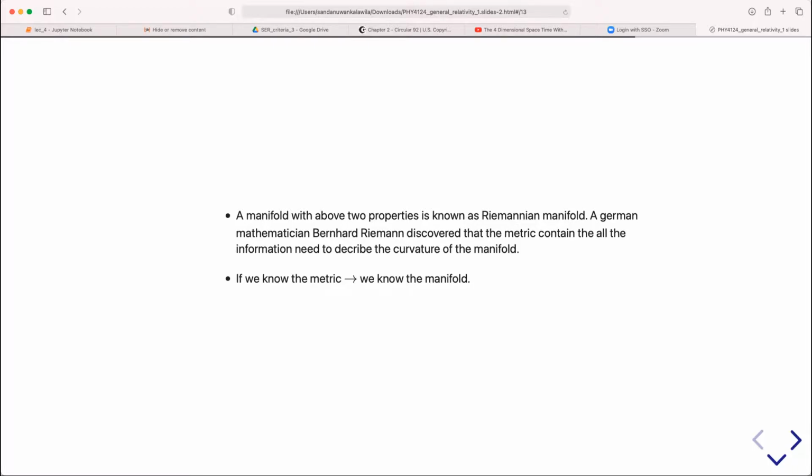If you need to describe the curvature of a manifold, which, I guess you know, is a curved surface that is locally flat, and describe it in a mathematical way, that way of describing was discovered by this mathematician. We call it the Riemann curvature tensor, which is one of the important tensors in the general theory of relativity, and we will learn about that. Basically, if we know the metric of a particular space, then we know the manifold. So that's the idea.